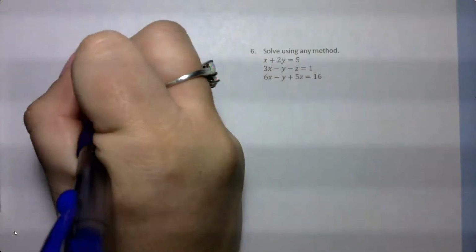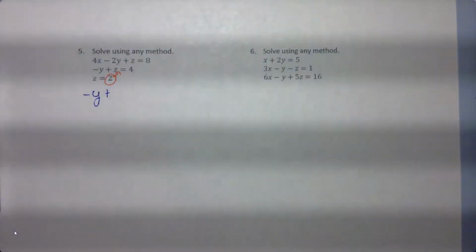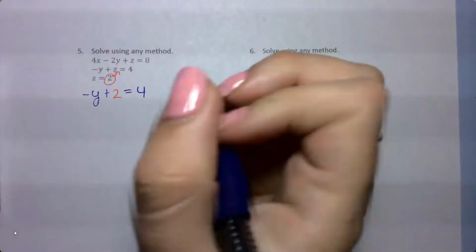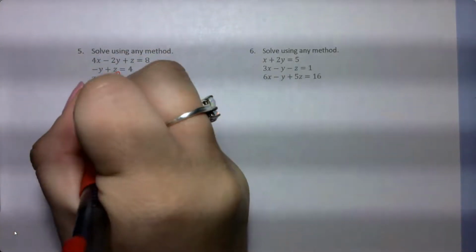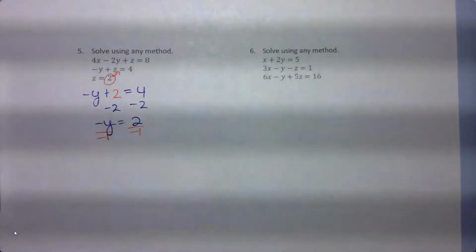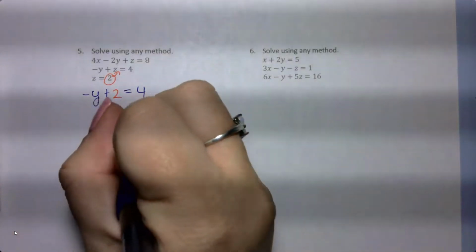I have negative y plus 2 equals 4. I'm going to go ahead and subtract 2 on both sides. This gets me negative y equals 2. I'm going to go ahead and divide both sides by negative 1, which gets me y equals negative 2.